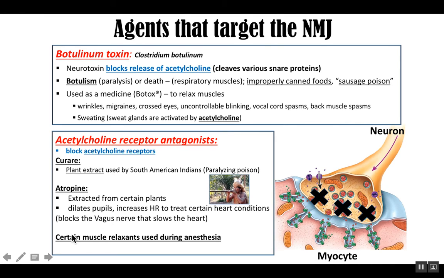And then there's a number of muscle relaxants used during anesthesia that actually act at the acetylcholine receptors. So very common uses for acetylcholine receptor antagonists. There's another category, this is where the receptor antagonists work. They work by blocking those receptors.